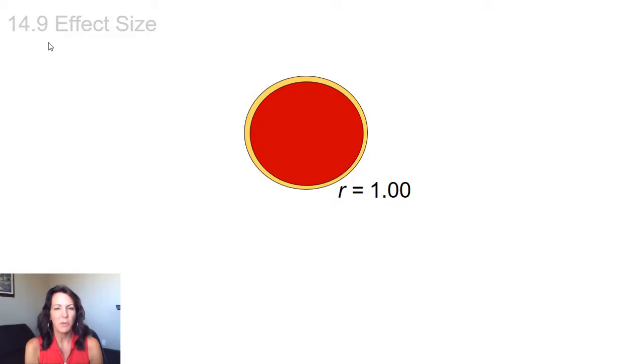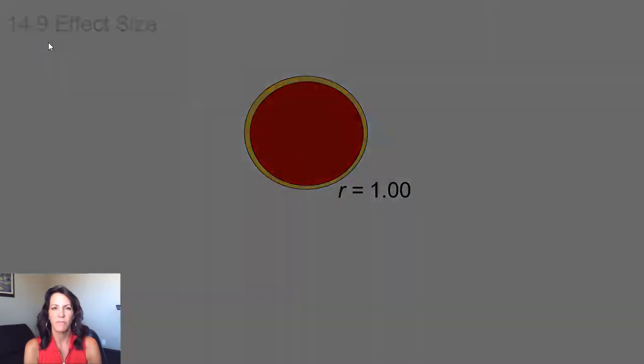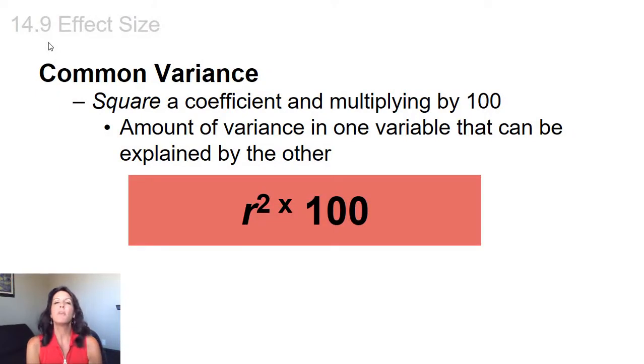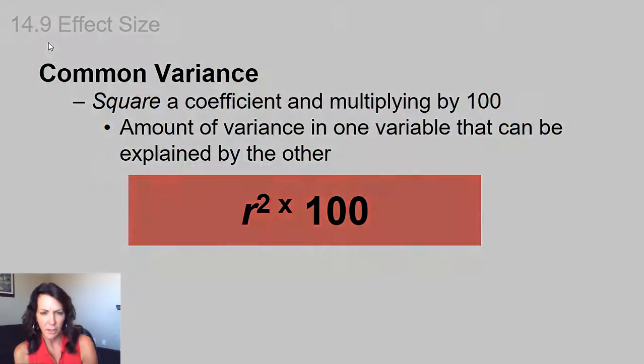And if we had a perfect correlation, it would be like one circle right on top of the other circle. Now I know you can see the yellow circle underneath this red one, but in actuality, if this were real, you wouldn't see anything. You would just see the red circle completely covering up the yellow circle. A perfect correlation. Perfect overlap. So the overlap represents the amount of variance that can be explained by that relationship between those two variables. And this overlap is called the percent of common variance. So common variance is found by squaring the R and multiplying it by 100. That's so easy, right? So it's the amount of variance, again, I'm repeating myself, in one variable that can be explained by the other.